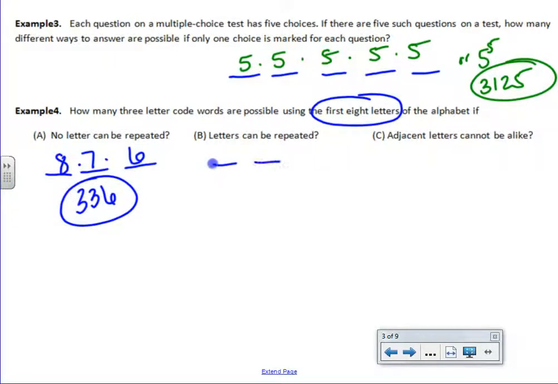Now I'm allowed to repeat letters. So I can choose all 8 the first time, all 8 the second time, and all 8 the third time. So I could theoretically have like D, D, D. And that's 512 options. Adjacent letters cannot be alike. This one's kind of goofy. I can choose anything the first time. Now the next time I can only choose 7 because whatever was the letter next to it is, there's one less. Can't use it.